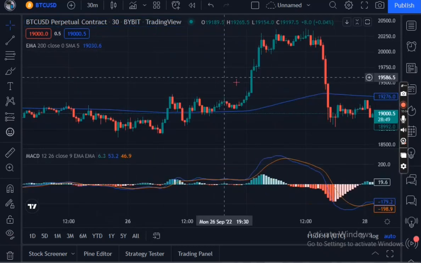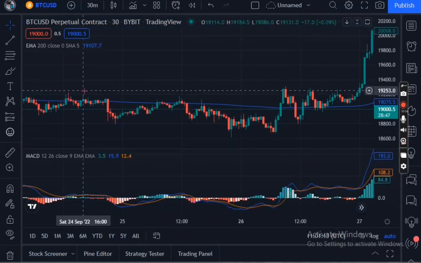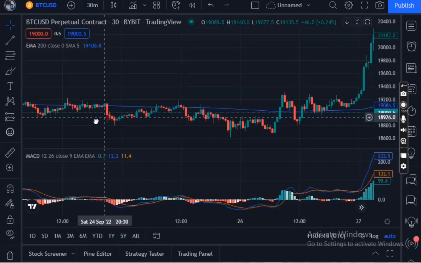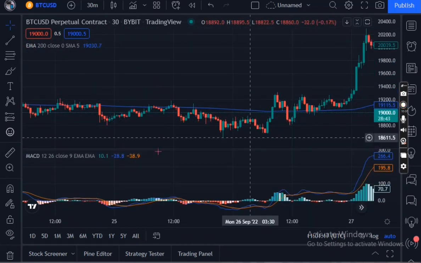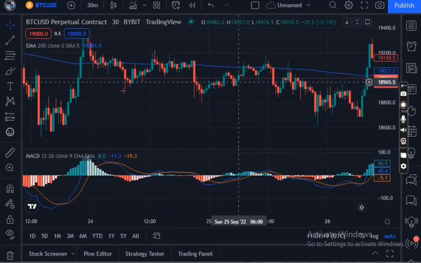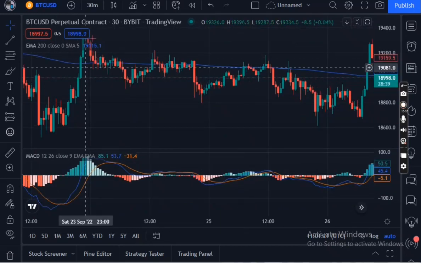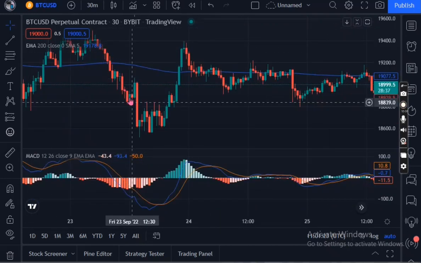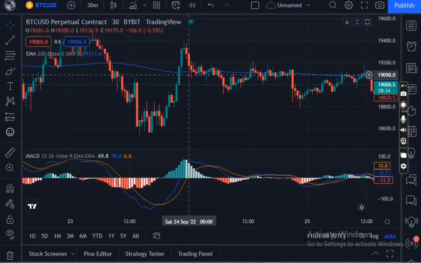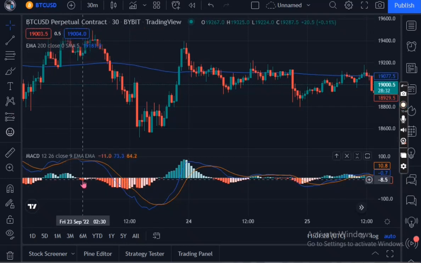It just ranged in the middle a little bit. Here it ranged. It was a sideways market here. But all these places where the prices are going up and going down and all of that, you're going to gain very much if you use this combo. That's the EMA and the MACD.